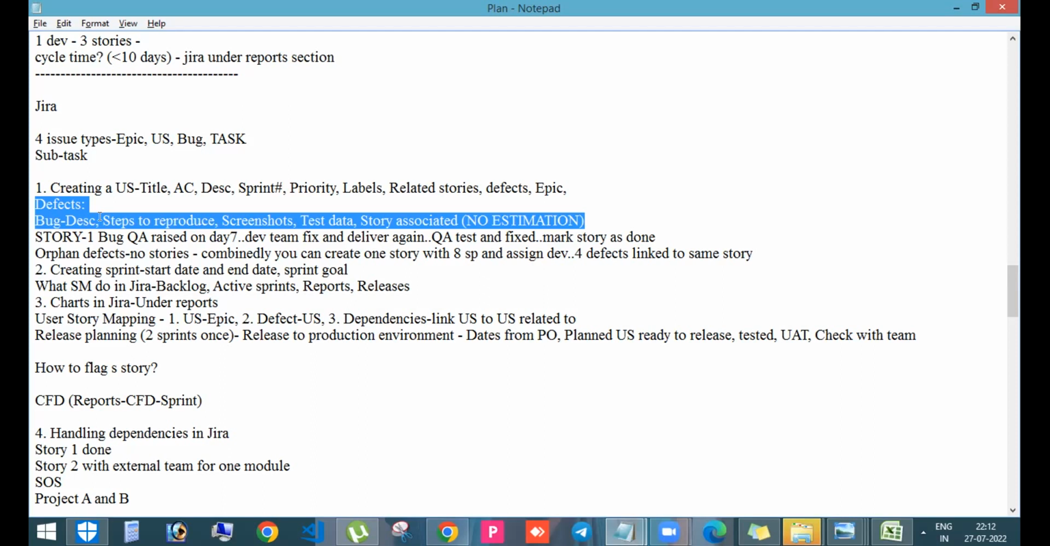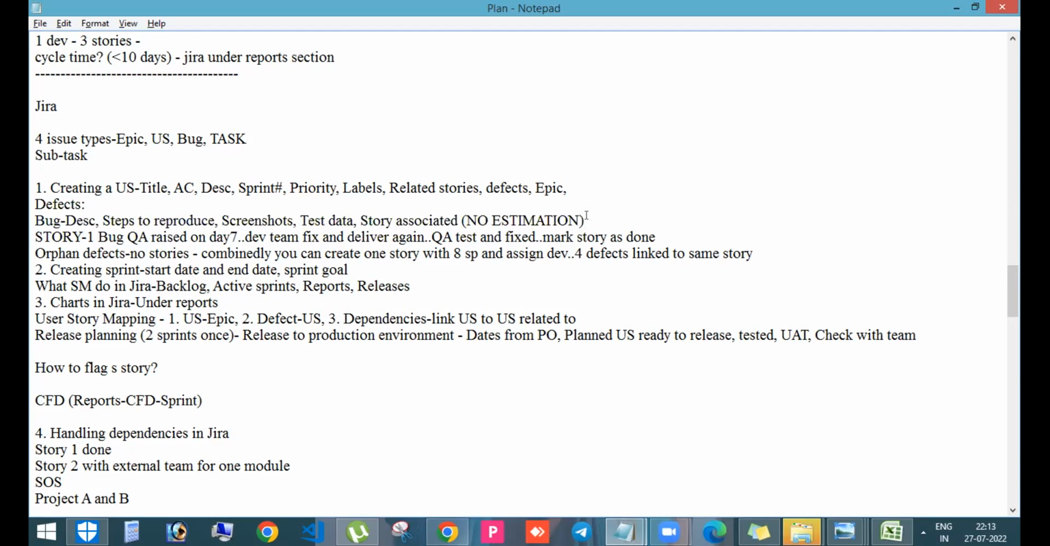Next, screenshots should be available. If there are screenshots, then only can they debug and go and check where the issue is. Then the test data. For example, for testing, some data would have been used. What is the test data? And if your defect is associated with any user story, then that should be tagged. I told you that, right? One user story should be tagged with another defect. I told you, right? Okay.